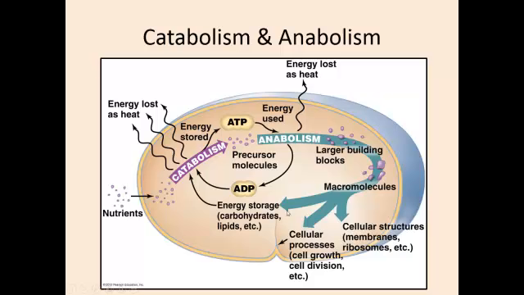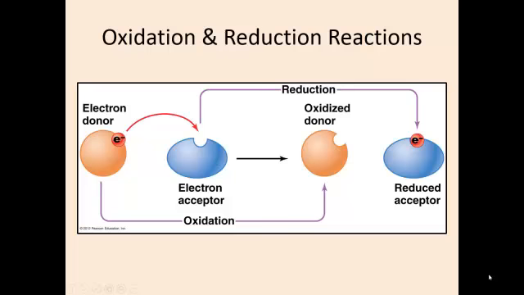The reason you have to have energy storage in the form of macromolecules is that ATP doesn't last very long. If you don't use it in an anabolic process, it will just naturally break down into ADP. So you have to use it as soon as you make it. Now we're going to talk about oxidation and reduction reactions as they apply to cells. The reason we bring this up is because oxidation and reduction reactions happen all the time in metabolic pathways. So it's good to know what's happening.